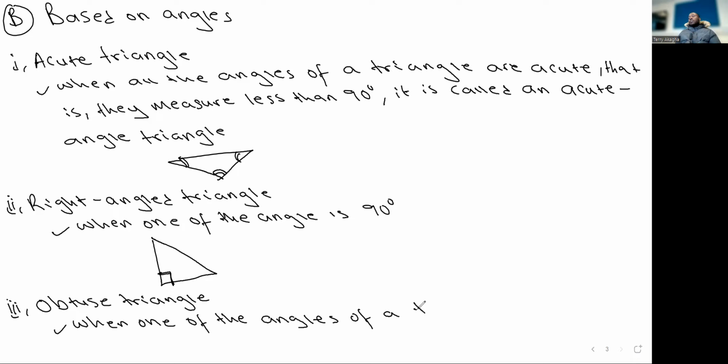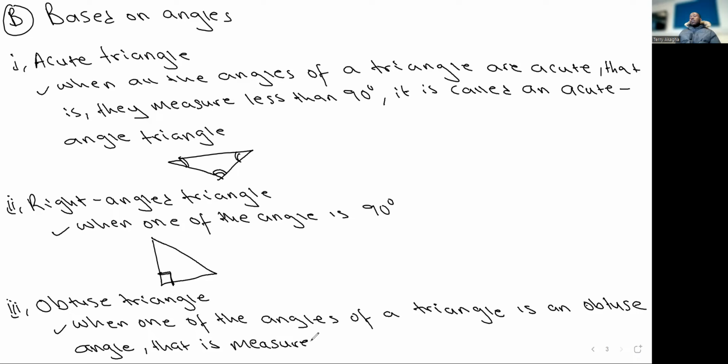So here, when one of the angles of a triangle is an obtuse angle, that is, it measures greater than 90 degrees. Okay, measures greater than 90 degrees.